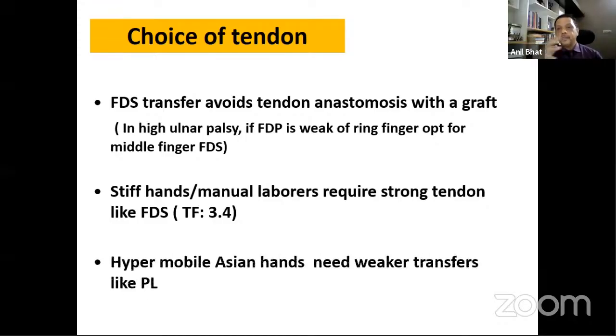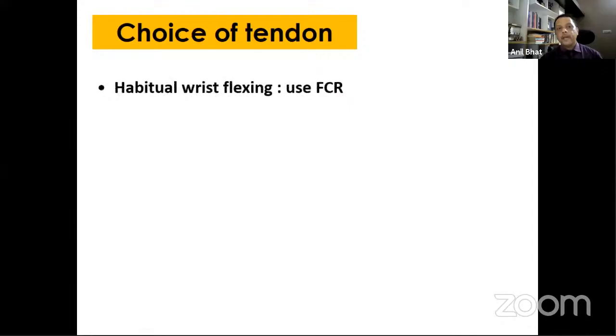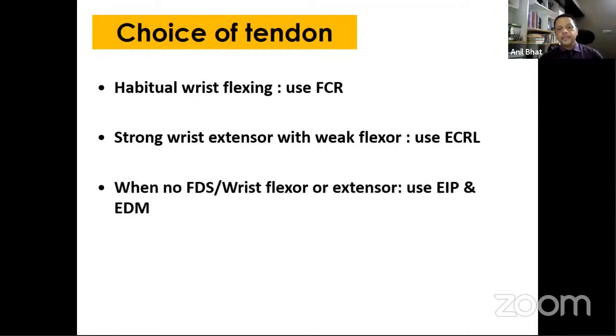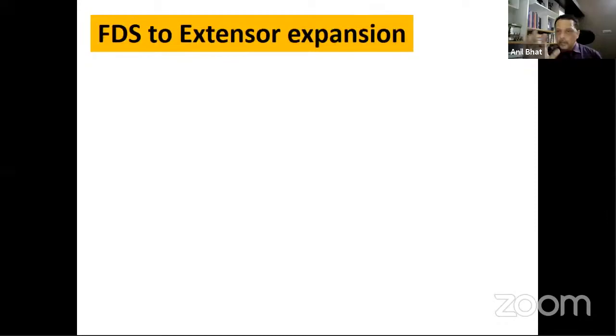Hypermobile hands, if there is some amount of hypermobility, Asian hands, they require weaker transfers, then we use palmaris longus. Habitual wrist flexing, if somebody is adapted to that wrist flexing, then use the FCR because then you can take one deforming force out. If there's a strong wrist extensor with weak flexor, then we use the ECRL. Radial nerve is intact, so you would use ECRL. But if there's no FDS or wrist flexor or extensor, then we use an EIP or an EDM transfer. So choice of tendons is based on the patient.